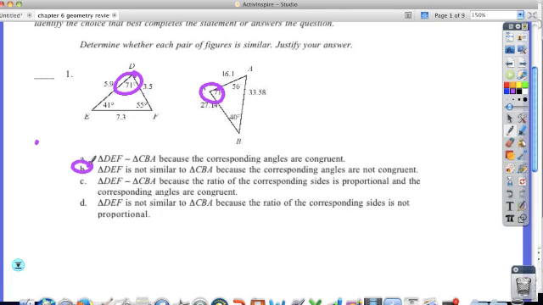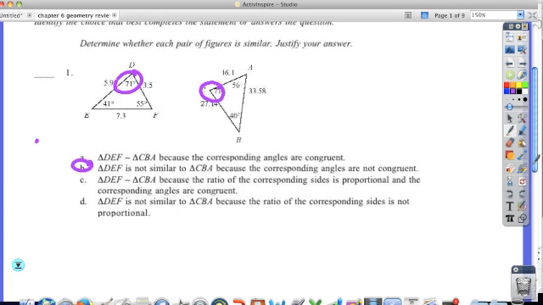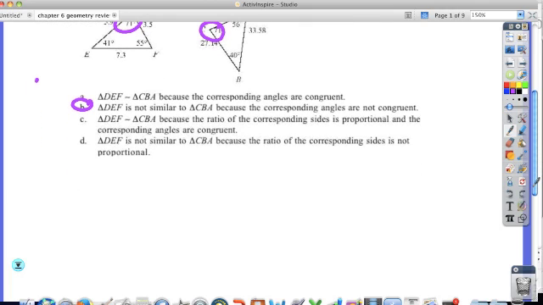Even if you figure out that the corresponding sides are not proportional, because of these weird decimals, that took a lot of work. So really, sometimes it's not the correct answer, it's the best answer, and answer B takes a lot less work to get there. So that's why B is the correct choice. Are there any other questions on question 1?